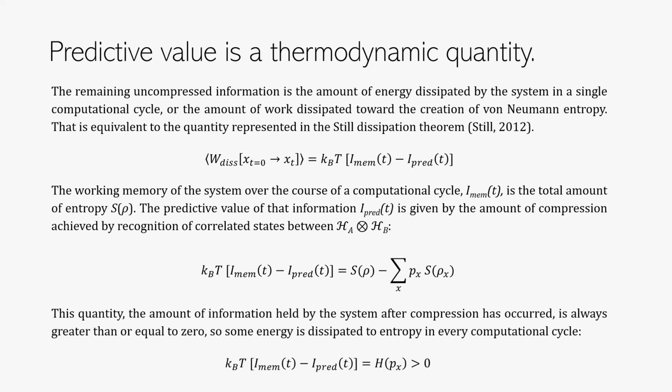And that quantity H is equivalent to the amount of information held by the system after compression has occurred, and it's always greater than or equal to 0. So some energy is always dissipated toward the creation of entropy during a computational cycle, and not all of it is necessarily recovered. This energy is essentially dissipated as thermodynamic work to create entropy, and a single computational cycle will not generally resolve all uncertainty. And so the amount of information gained during a thermodynamic computing cycle is limited by the amount of energetic resources.